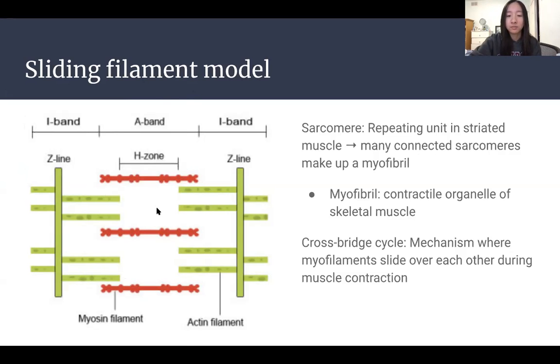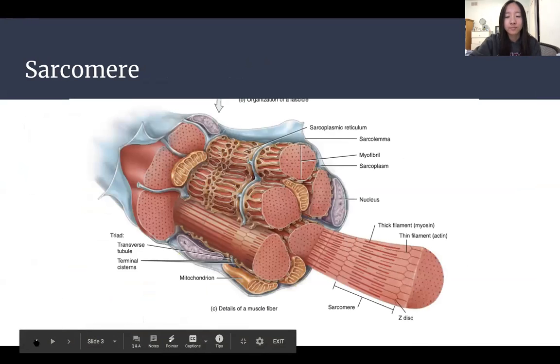Can you go to the previous slide for a second? Yeah, thank you. I have a question. Yep. What's the H zone from the next slide?